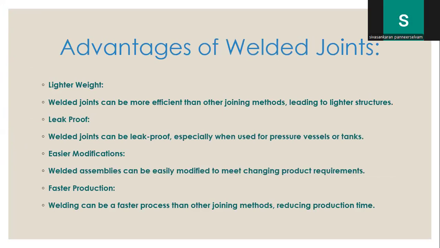What are the advantages of weld joints? Lighter weight: the weld joint structure can be more efficient compared to other joining methods. It acts as a leak-proof joint for boiler vessels and even tanks. We can easily modify the weld assembly according to changing product demand and requirements. And this welding method is considered a faster process than other joining methods, and can be carried out with a reduced production time.